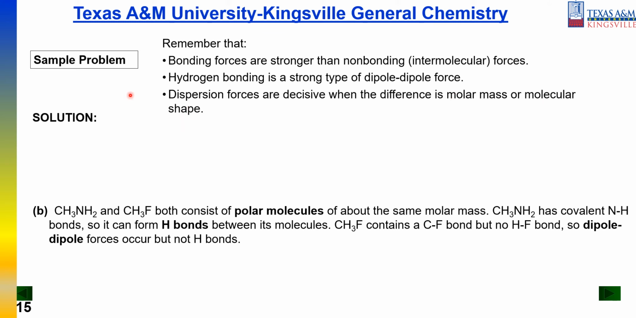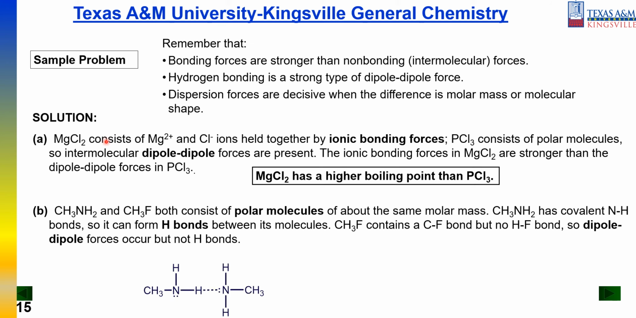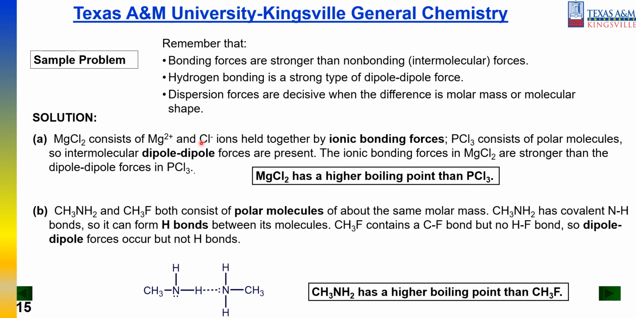So let's see our example A. You have magnesium chloride, which has ions. Therefore, you are going to find ionic bonding. Your phosphorus trichloride, PCl3, consists of covalent bonds, but with two different types of atoms. Therefore, you are going to have a polar molecule. So in this case, you have dipole-dipole intermolecular forces. Dipole-dipole intermolecular forces are much weaker than ionic bonding. Therefore, magnesium chloride has a higher boiling point than phosphorus trichloride.